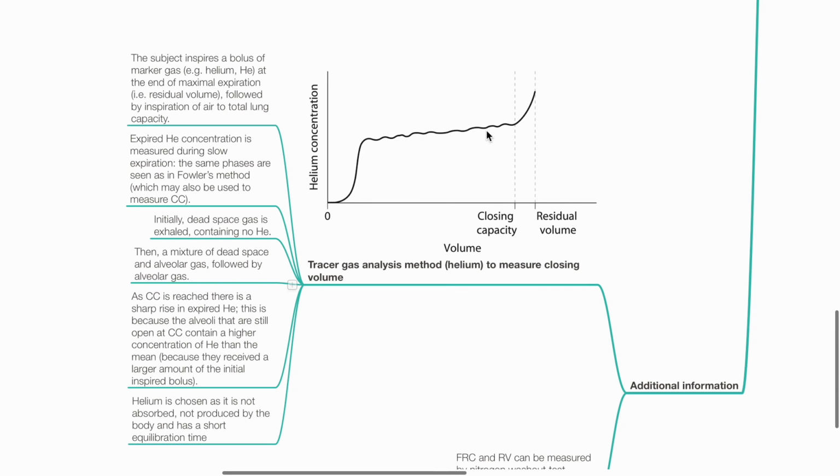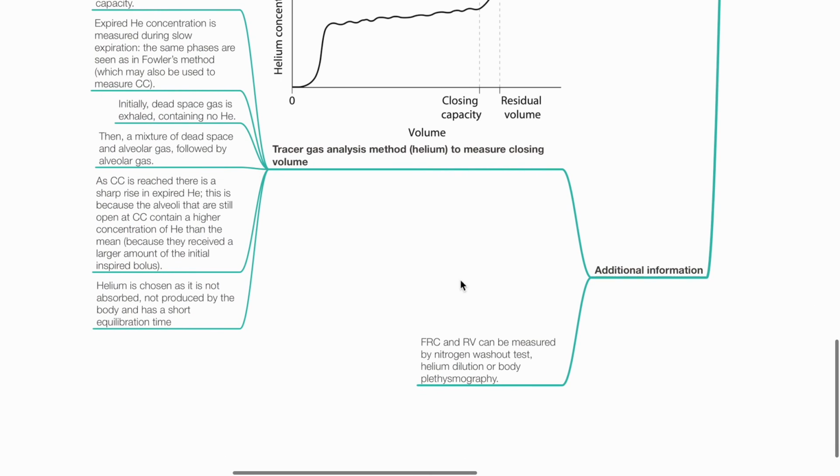As closing capacity is reached, there is a sharp rise in expired helium. This is because alveoli that are still open at closing capacity contain a higher concentration of helium than the mean, because they received a larger amount of the initial inspired bolus. Helium is chosen as the tracer gas as it is not absorbed, not produced by the body, has a short equilibration time, and is cheaper than xenon. FRC and RV can be measured by nitrogen washout test, helium dilution, or body plethysmography.